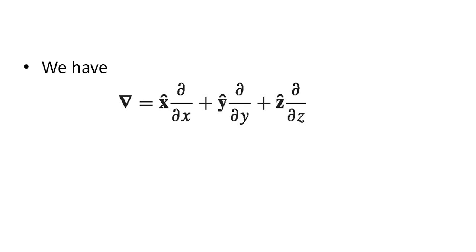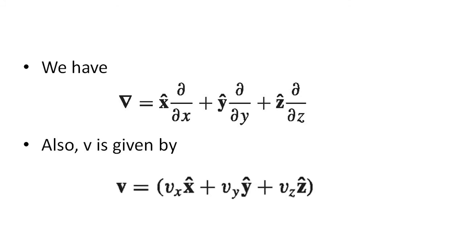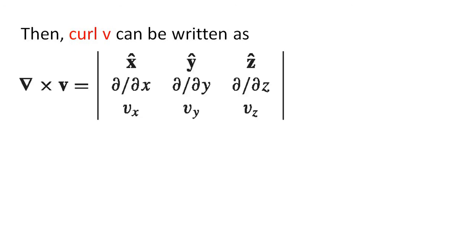Now, the curl. We have the equation for del, that is del equal to x cap dou by dou x plus y cap dou by dou y plus z cap dou by dou z. Also, v is given by v equal to vx x cap plus vy y cap plus vz z cap. Then curl v can be written as del cross v equal to determinant of x cap y cap z cap, dou by dou x dou by dou y dou by dou z, vx vy vz.